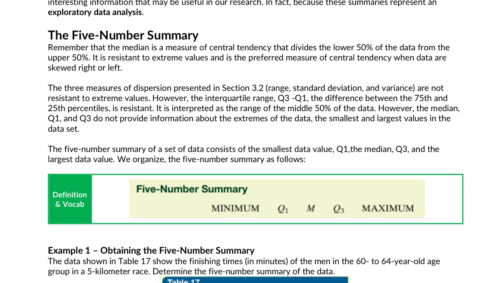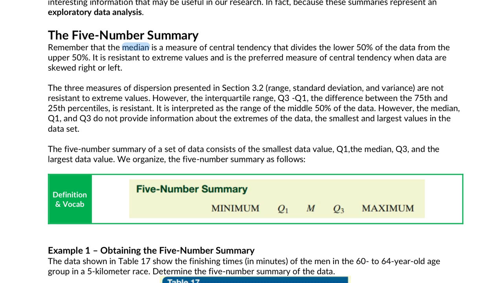So let's remember a few things. Remember, median is the measure of the central tendency that divides the lower 50% of the data from the upper 50%. So it's your 50th percentile or second quartile. It is resistant to extreme values and is the preferred measure of central tendency when data are skewed left or right. If it's completely uniform, we would rather use mean or average, but for skewed data, median is better.